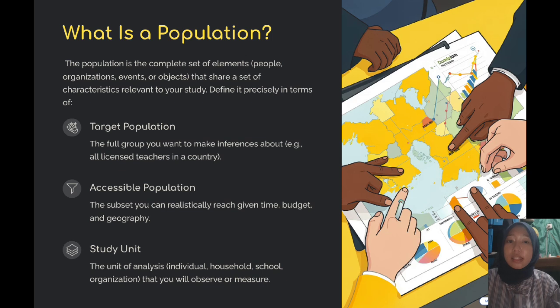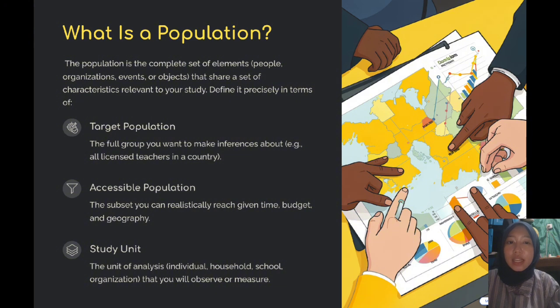First, let's talk about population. A population is the entire group that we want to study. It can be people, organizations, or even other things, depending on our research topic. There are three important concepts here. The first is target population, which is the full group we want to study, for example, college students in Indonesia.